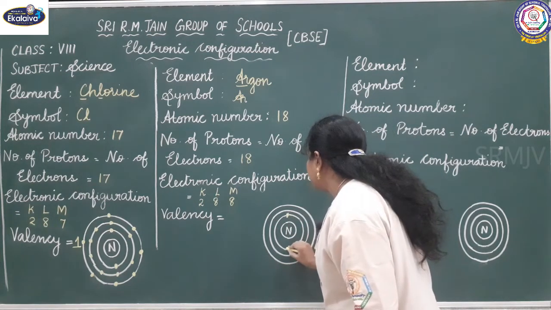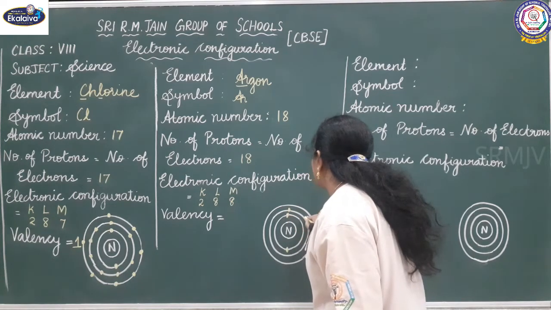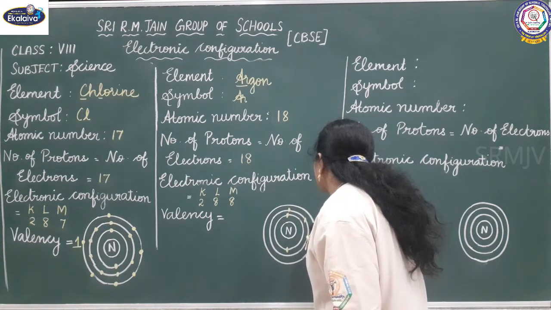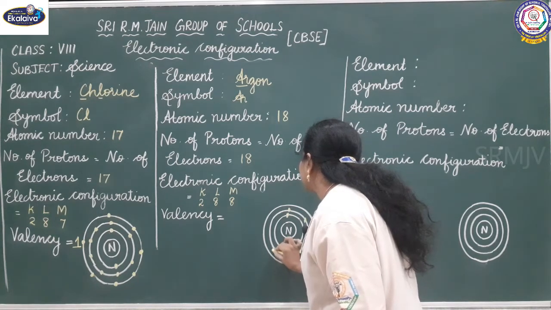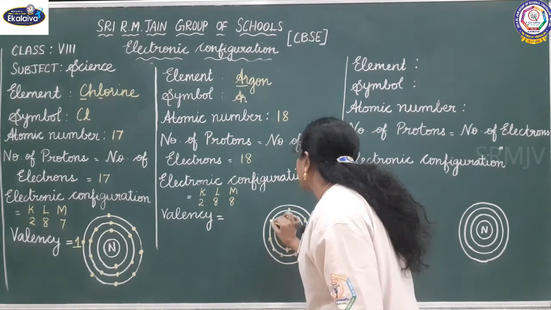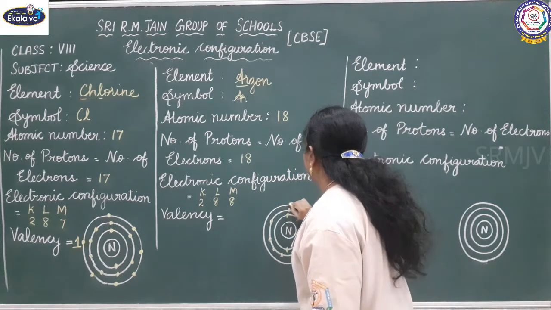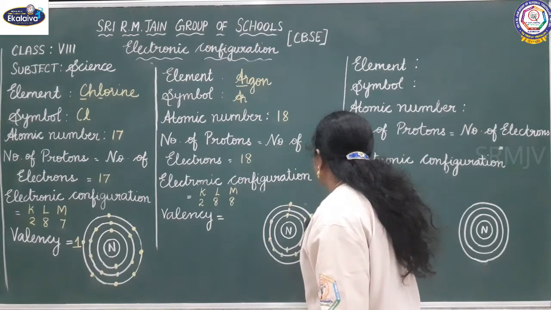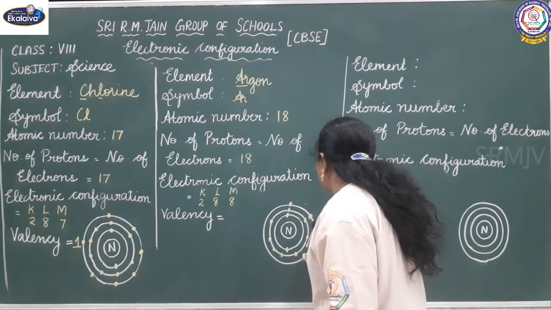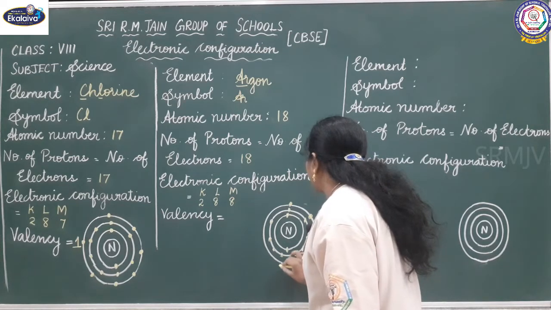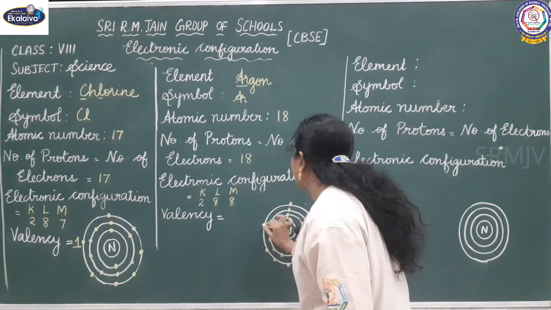K shell 2 electrons, L shell 8, and remaining 8 electrons in the M shell.